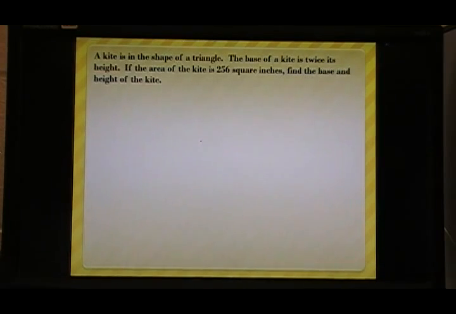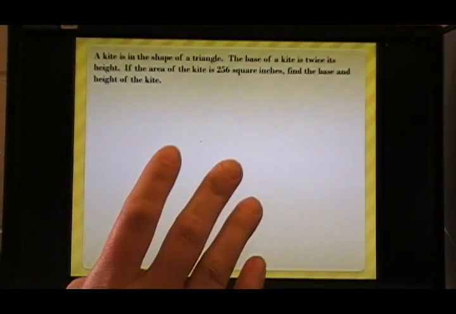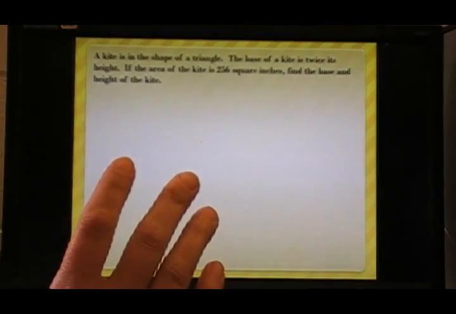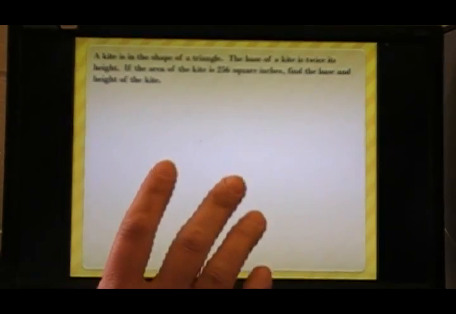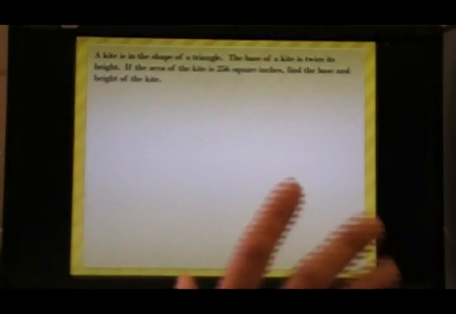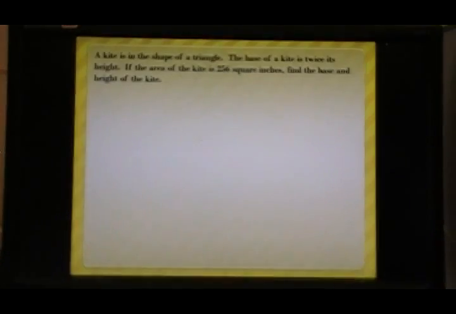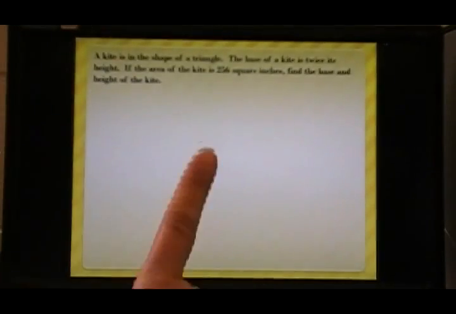Okay, so the next one, a kite is in the shape of a triangle. The base of a kite is twice its height. If the area of the kite is 256 inches, we want to, sorry, let me put my hand in here, find the base and the height of the kite. Okay, so again, we're not focusing on the question, we're focusing on the information. So first bit, we're dealing with a triangle. So let's make our triangle.